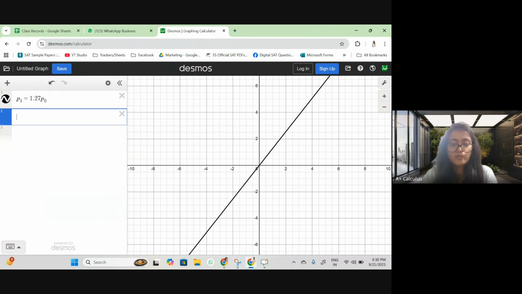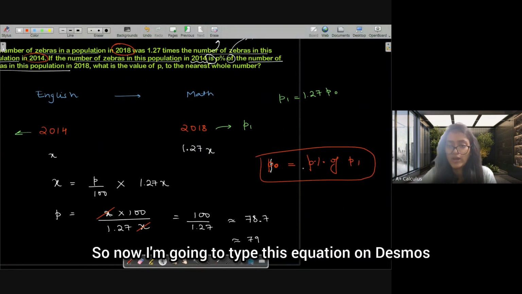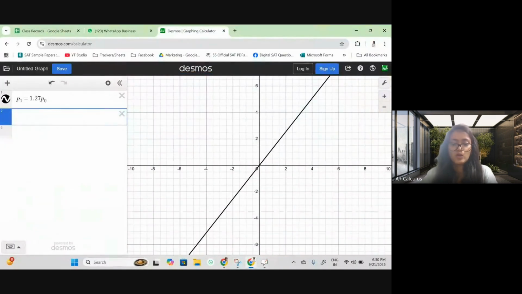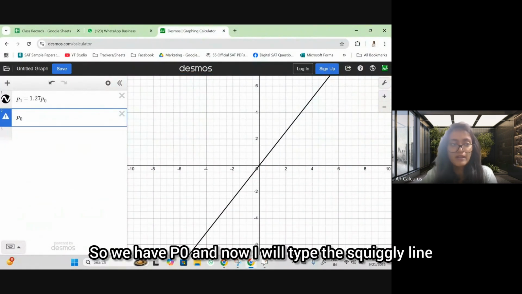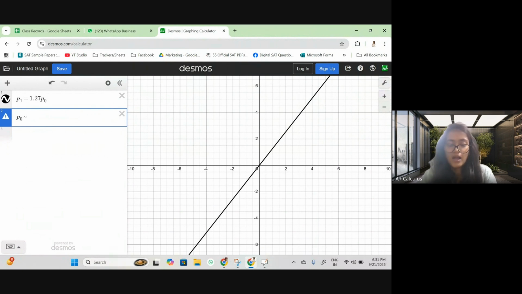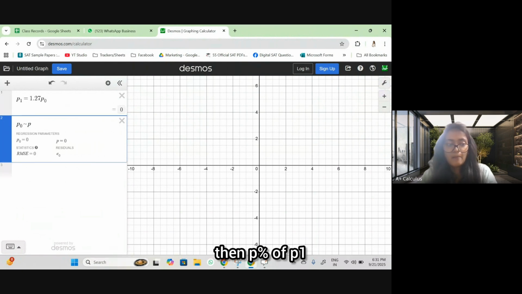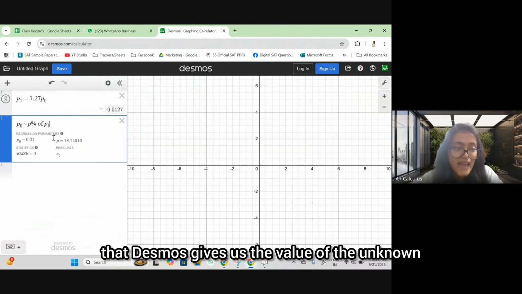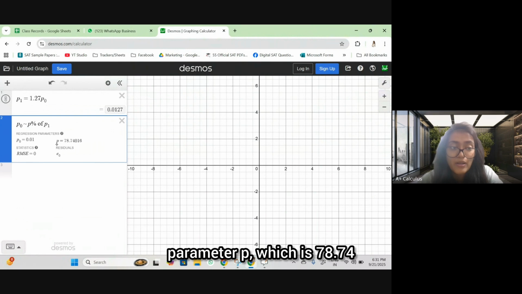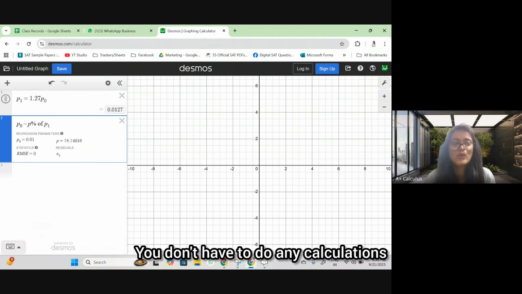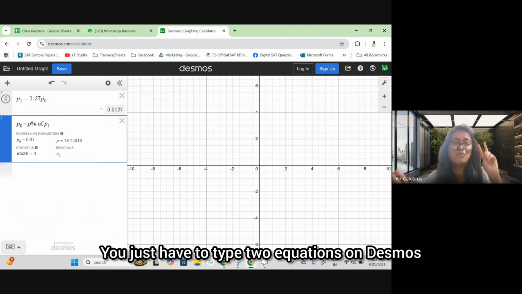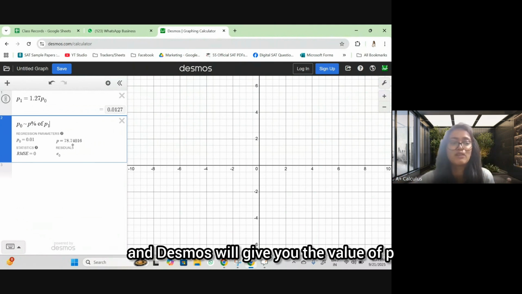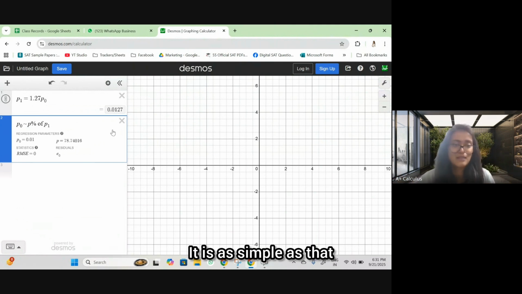Now I'm going to type the next equation on DESMOS. We have P0, and now I will type the squiggly line, then P% of P1. And you can see that DESMOS gives us the value of the unknown parameter P, which is 78.74. You don't have to do any calculations. You just have to type 2 equations on DESMOS, and DESMOS will give you the value of P. It is as simple as that.